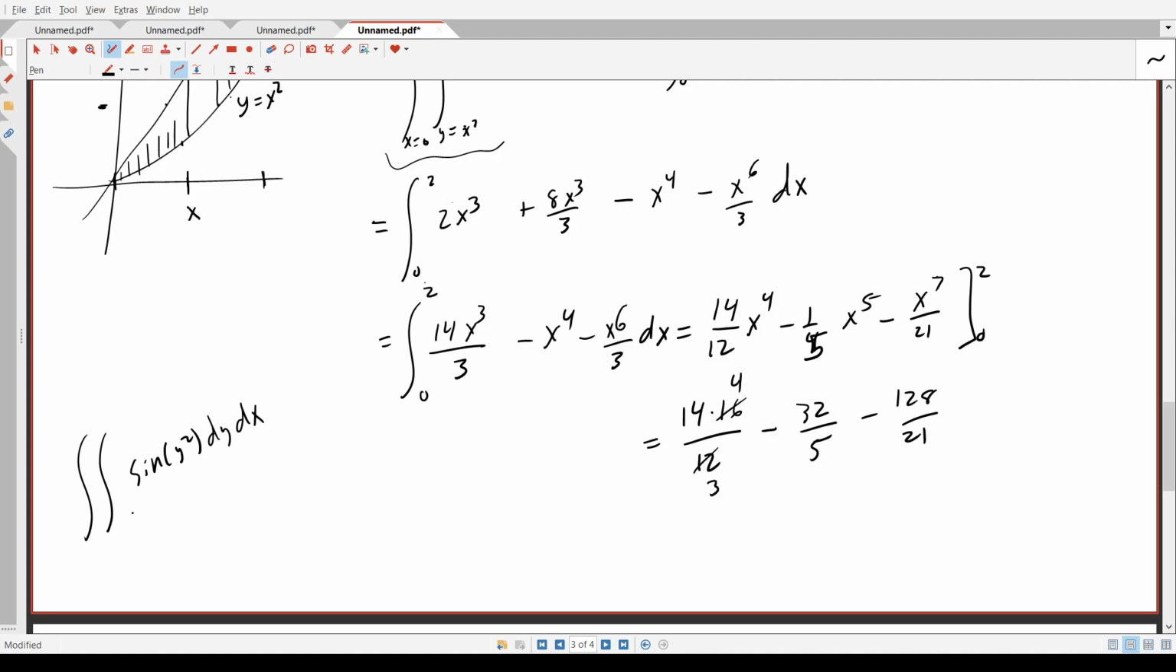But if I flip the integrals, so now if I do this with respect to x first, and then with respect to y, this actually becomes possible. Because I know how to integrate sine of y squared with respect to x because this is just a constant. So I can actually do that integral, and then I have to actually flip the bounds. So sometimes you want to flip the bounds because it allows you to integrate stuff that you wouldn't be able to otherwise.